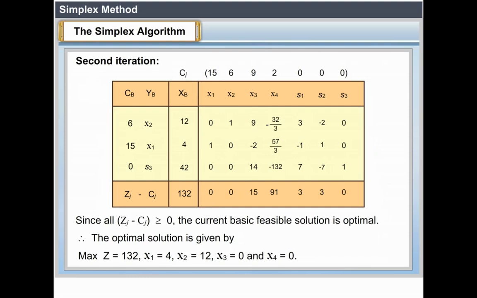Therefore, the optimal solution is given by maximize z equal to 132, x1 equal to 4, x2 equal to 12, x3 equal to 0 and x4 equal to 0.